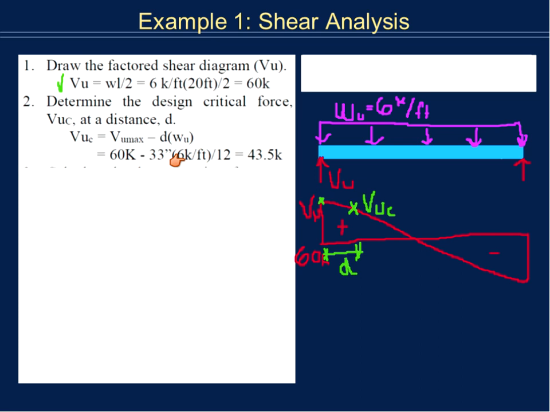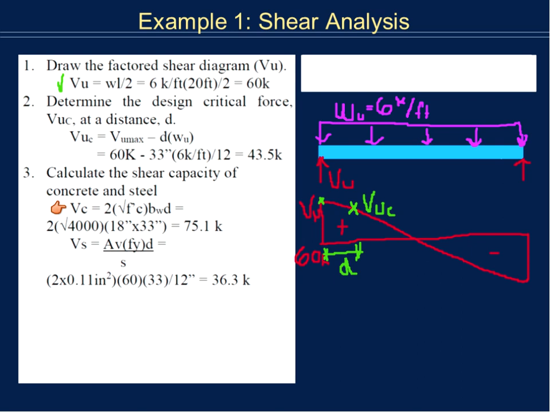So we have 60 kips minus 6 kips per linear foot over a distance of 33 inches. And again, I'm dividing by 12 to cancel out the inches and the feet. And that gives me a value of 43.5 kips. So the critical value at a distance D for the shear is 43.5. Now that we know that, we can start determining, well, what is the strength of the concrete? What is the strength of the steel in shear? And then determine whether or not we have enough capacity to resist it. So showing you both.